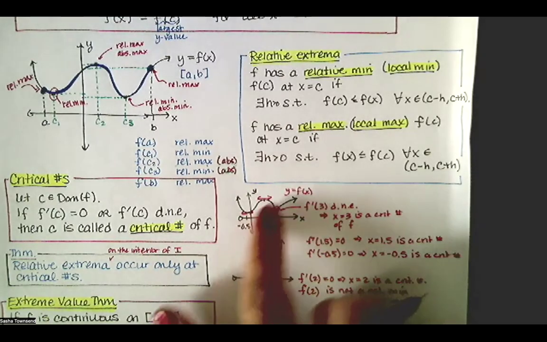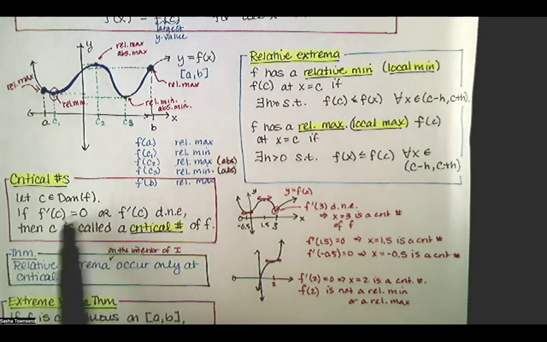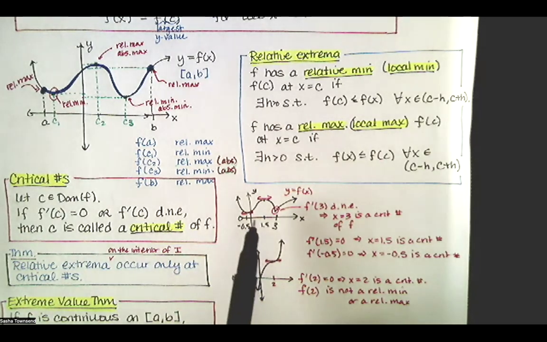But notice that all these other values, wherever we had a slope of 0 or a slope that was undefined, we did have a relative extrema.